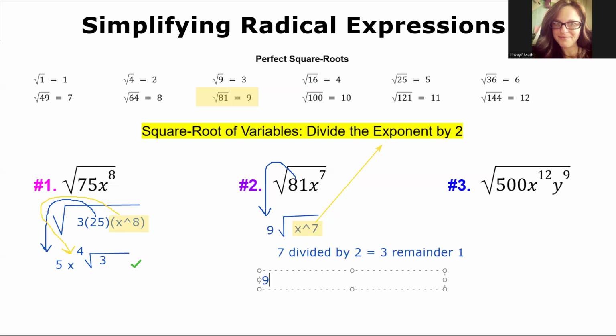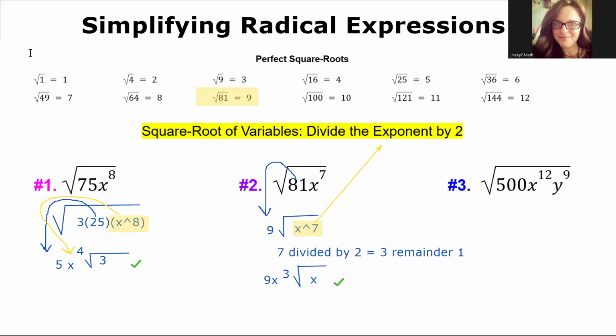So we will have 9 times x to the 3rd power. 7 divided by 2 is 3. And then we need a remainder of x to the 1st power still under the square root. And here's our final answer: 9 times x to the 3rd, square root of x.